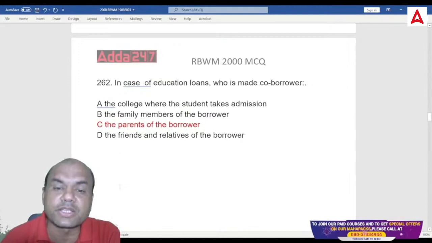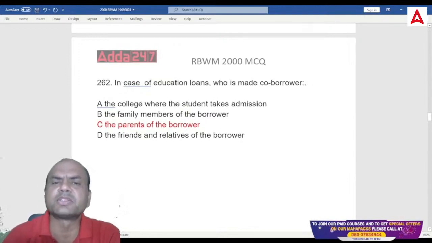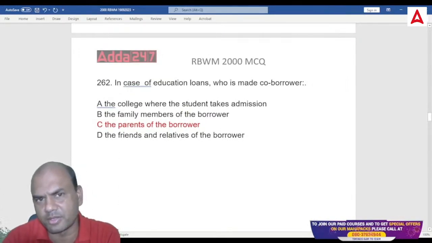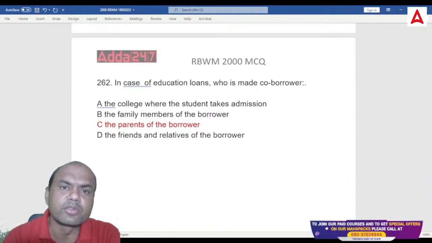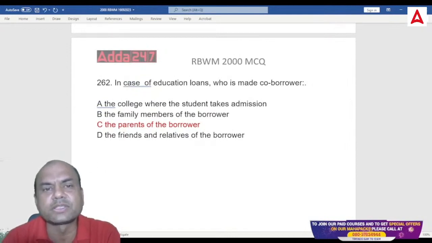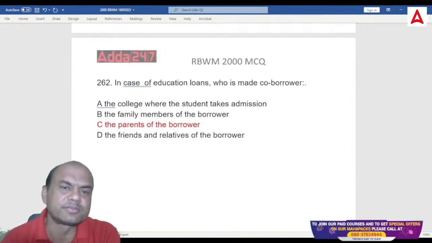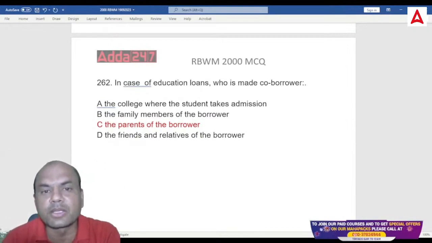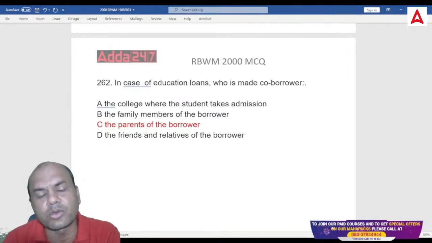But what is the logic of this education loan? Suppose if I take the education loan, I am the student. Let's say I'm going for engineering. So in engineering, first year means I'll take the admission. And then when will I repay the loan and who will repay the loan? Suppose if my parents are taken as a co-borrower.